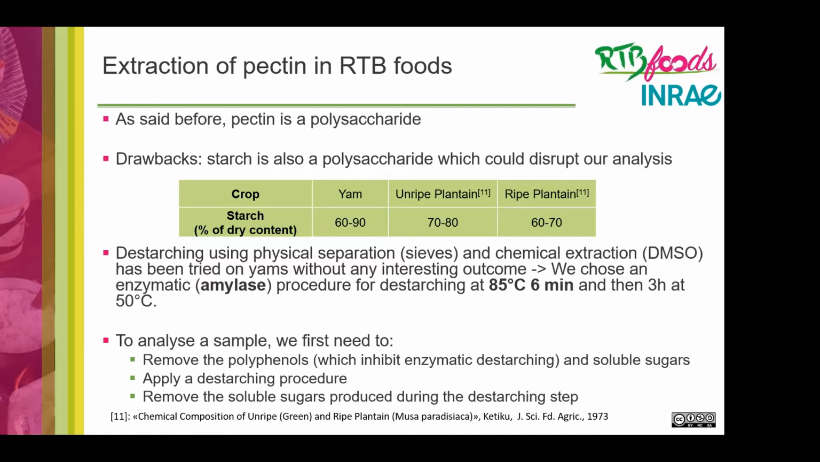Because we chose the enzymatic distarching, we need to treat our dry content to remove the polyphenols. Polyphenols inhibit amylase, so we cannot keep them. And then we have this preparation step, which leads to AIS, alcohol insoluble solids. And on this AIS, we apply the distarching procedure, and then we do another extraction step to remove the soluble sugars produced by the distarching.